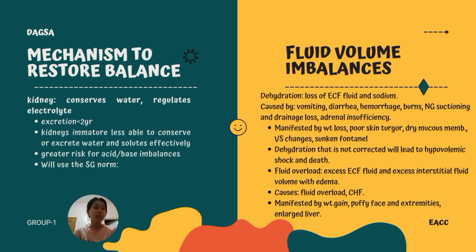Fluid volume imbalance is caused by vomiting, diarrhea, hemorrhage, burns, NG suctioning, drainage loss, and adrenal insufficiency. You can see we have five points on fluid volume imbalance. It manifests by weight loss, where you can become thin, changes in your skin, and changes in your vital signs, and many others. The second is dehydration, which if not corrected will lead to hypovolemic shock, which can be fatal. And fluid overload means excess ECF fluid and excess interstitial fluid volume, with edema.